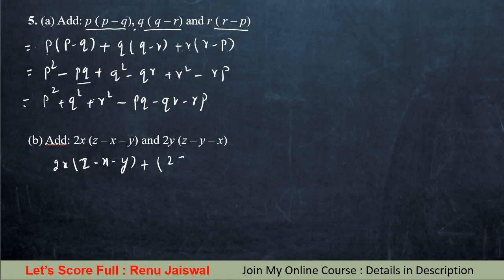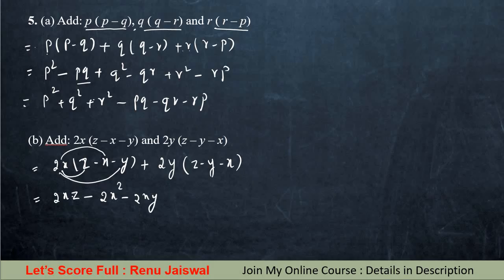2y, then bracket z minus y minus x. What will happen? 2x and x means 2xz plus minus minus 2x square. I have multiplied this with this, then 2x and x, 2x square, plus minus again minus, then 2x into y. Correct? I need to multiply the term outside with every term inside. Then next 2yz here minus 2y square minus 2xy.